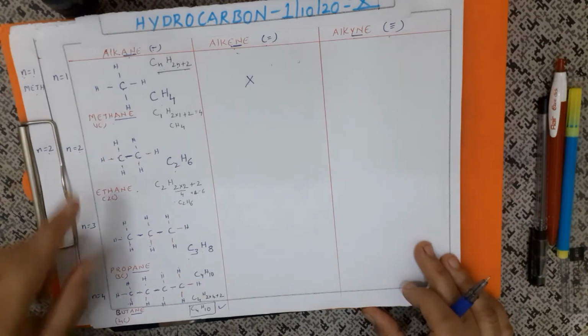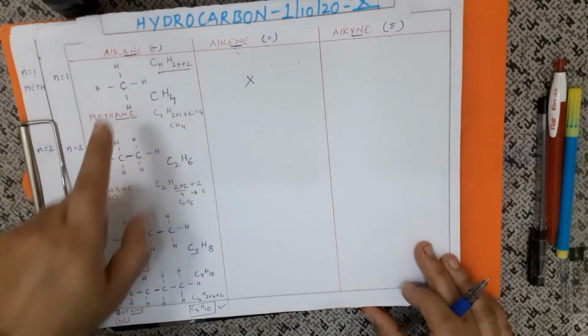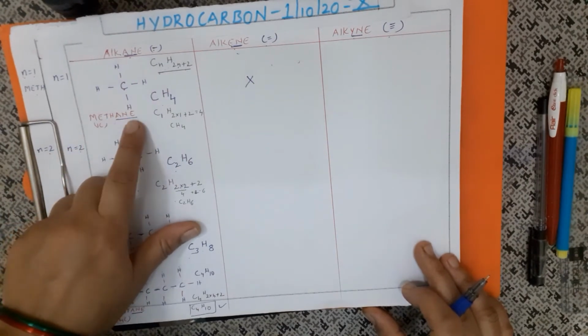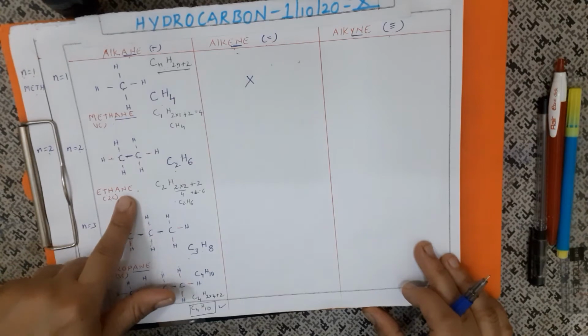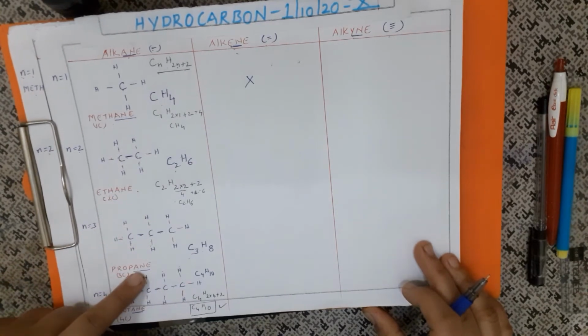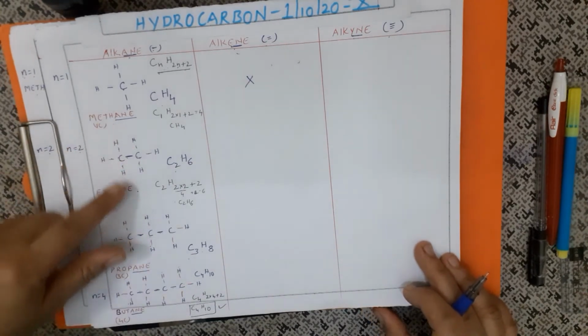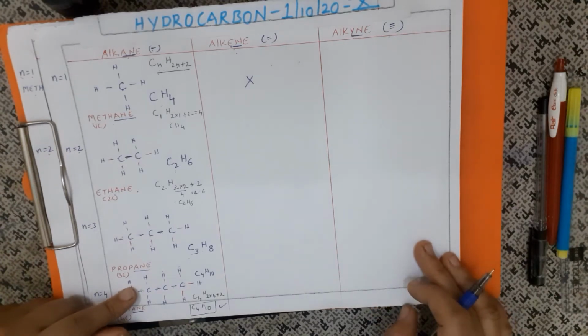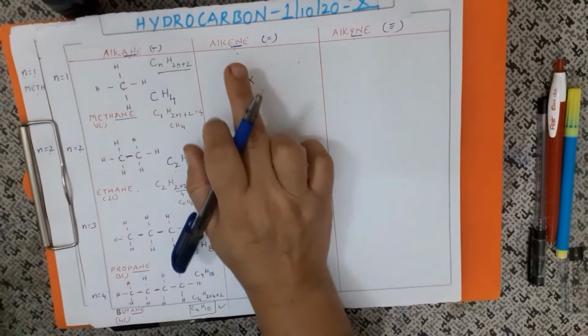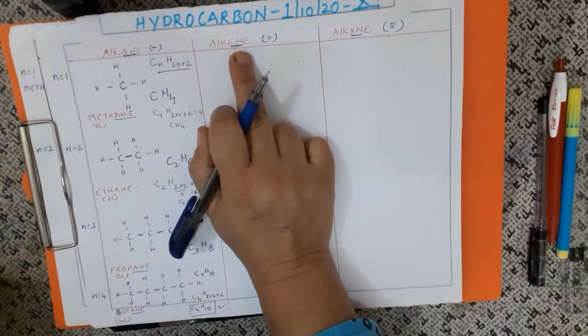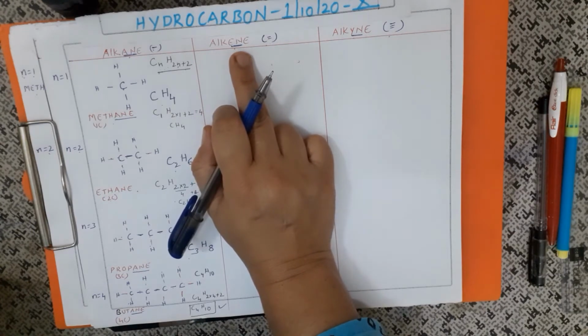If it is a single bond, we are naming it as what? Ane. So like methane, ethane, propane. Okay, so we learned how their structures are constructed. Now let us today learn about the double bond hydrocarbons, which are ending with the name ene.